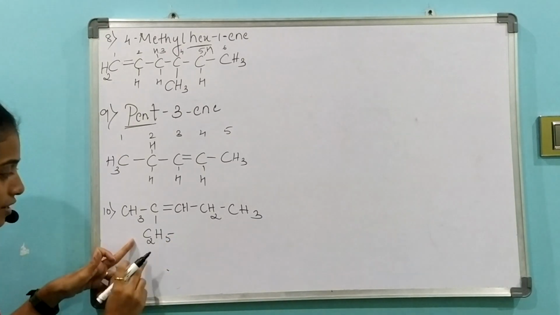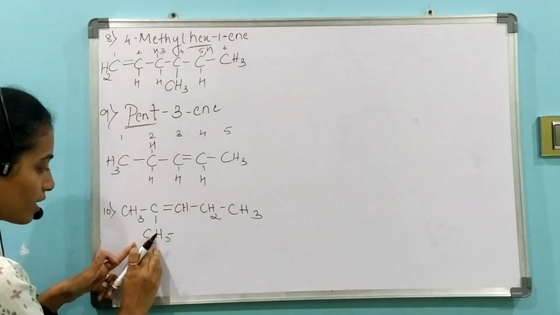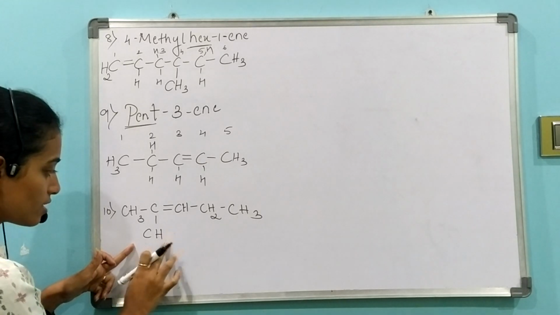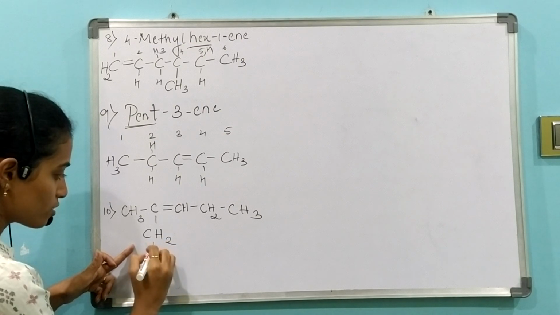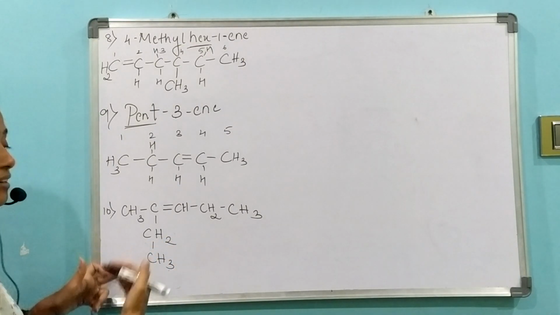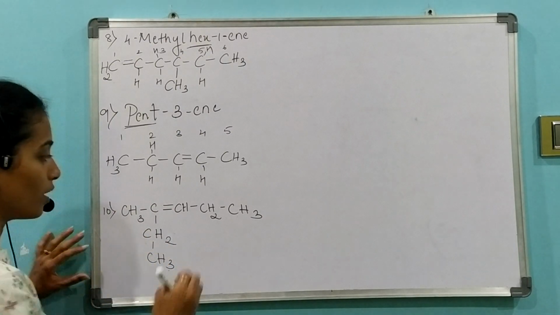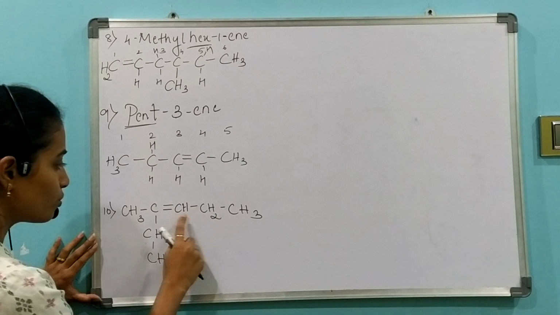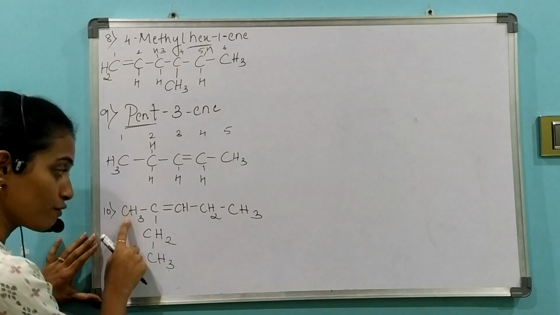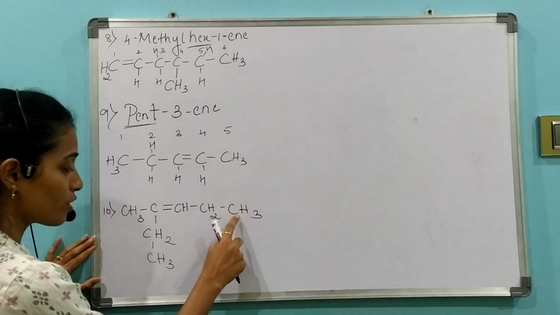If you just see here, it is C2H5. Do not get confused. I can even write this as CH2, CH3. If not, I can write it as C2H5. Correct? Both are same. Ethyl group. It is 1, 2, 3, 4, 5. First option might be your parent chain. If it is not, then go for the next one.